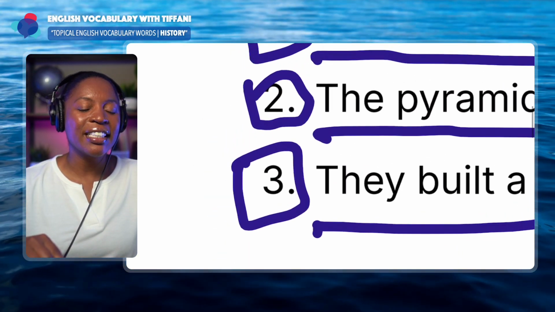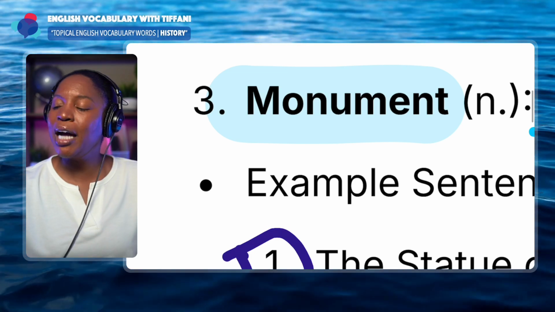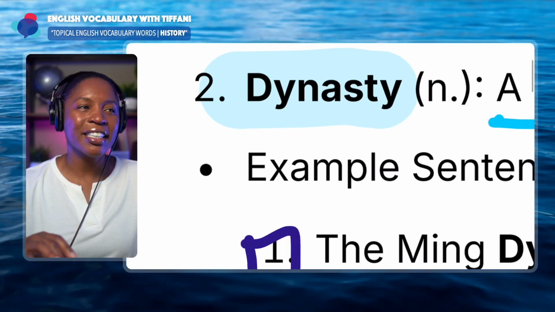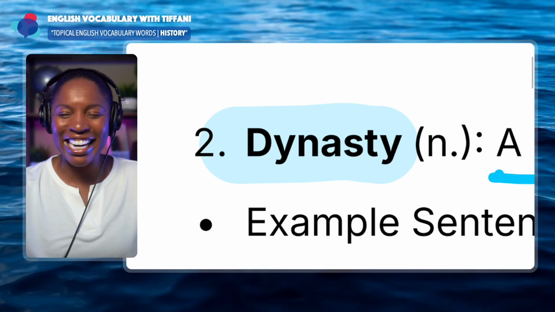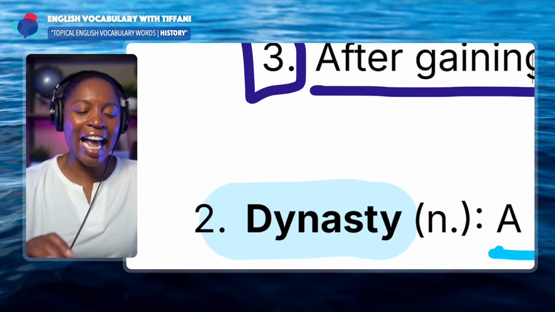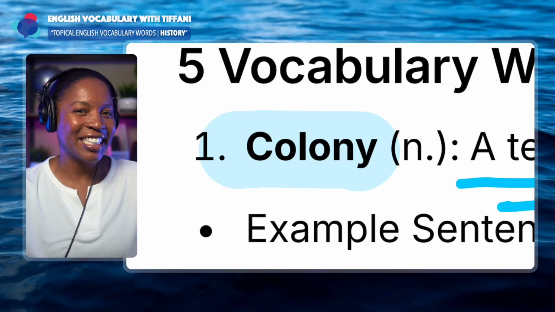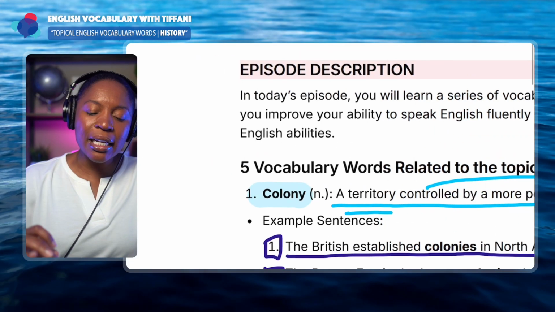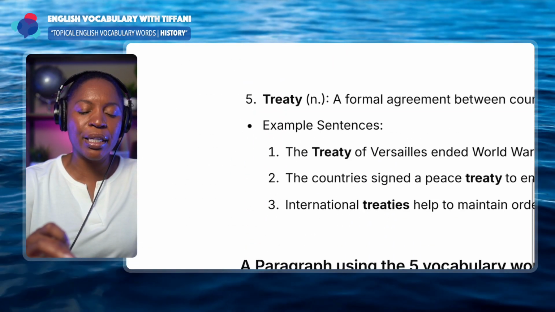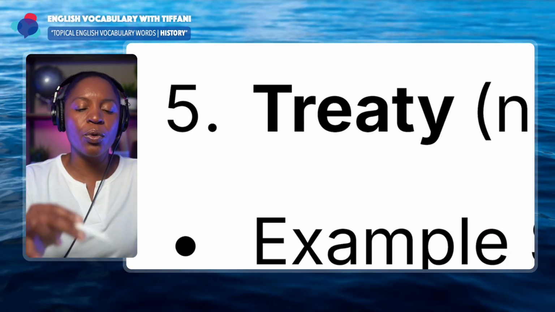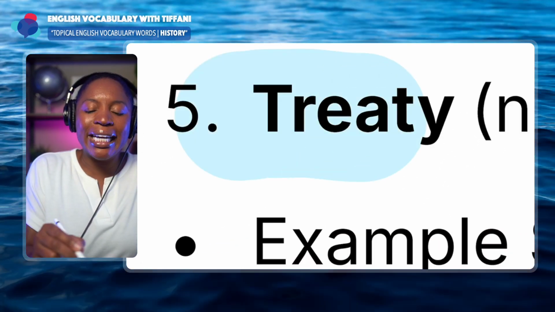Number 3, yes, monument. Excellent. Number 2, dynasty. Excellent. And number 1, colony. Excellent. All right. Now let's move on to our fifth vocabulary word related to history. After me, the word is treaty.